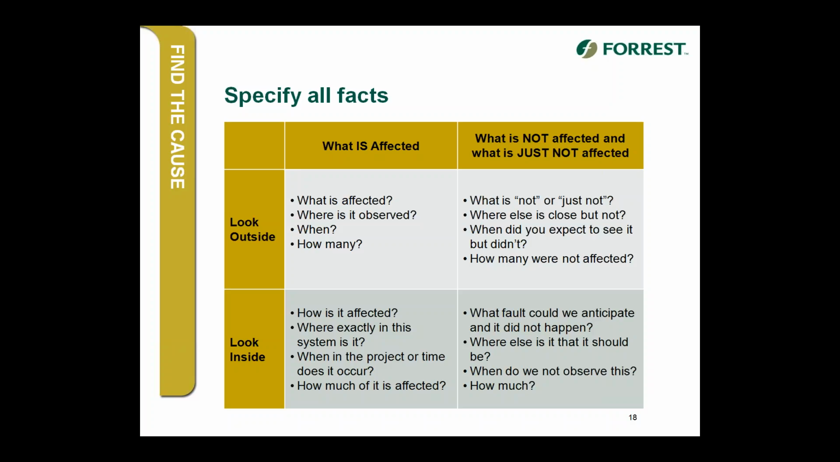Where else should I look? And this might be another source of information when I ask that question. Well, if this part's broken, I hadn't thought about the next 5 pieces, but maybe I'll look 6 down and see if there's a knock-on effect down there. When do we not observe this? When is it not happening? Or when is it just not happening? It allows us, again, from a time point of view, to specify exactly when this thing is occurring or not. And then how much is it just not being affected?